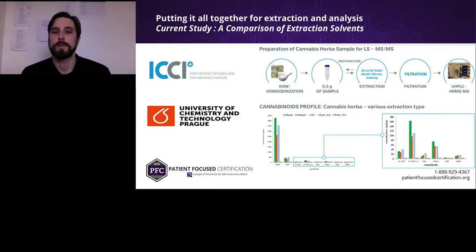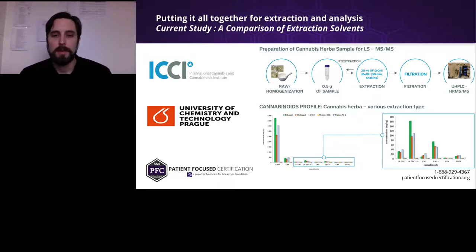So what we did is we helped to standardize some cannabis herba samples, some hemp flower, and we would homogenize those samples, take about 5 milligrams, and put it in whatever the extraction process was. In this instance, it was an ethanol-methanol mix, shake it for 30 minutes, and filter it, and then load it into our UPLC with tandem mass spec. So when you look below at the cannabinoid profile, we compare different extraction procedures for ethanol, methanol, CO2, and then we used water as a control.